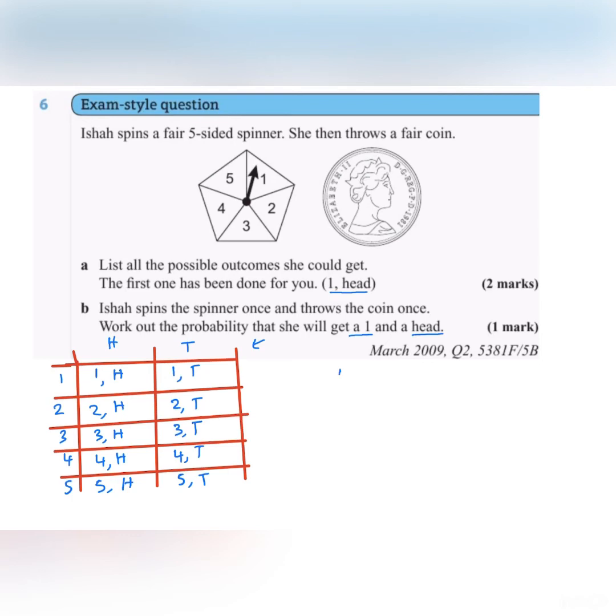Then part B says Isha spins the spinner once and throws the coin once, work out the probability that she will get a 1 and a head. So 1 and a head appears only once, and there are 10 options altogether. The reason there are 10 options is that there are 2 options for the coin and 5 for the spinner, and 5 times 2 gives you 10, or you can just count individually from the table. So this is 1 out of 10.